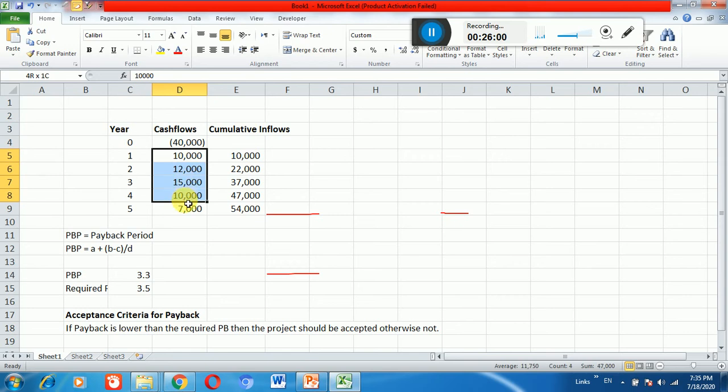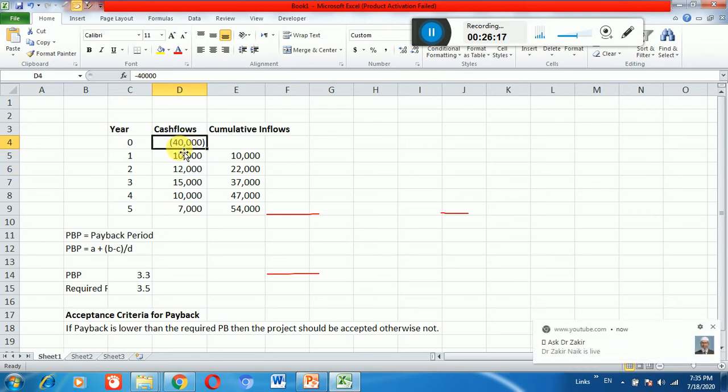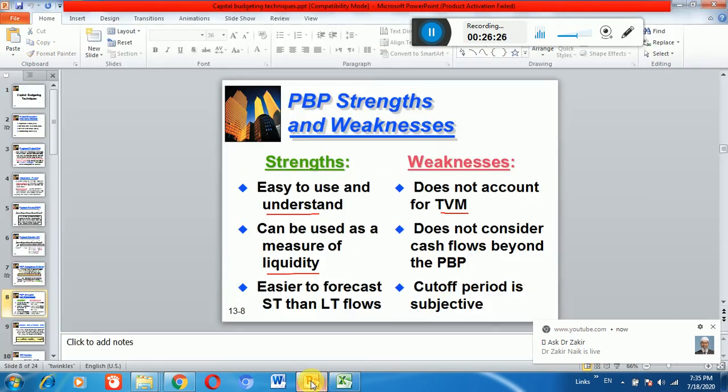Maybe you are interested in a required period of 3.5, and the project is giving you less than 3.5, like 3.3. But according to the time value of money, maybe this project is expensive, or the $40,000 you are paying is a higher price, considering the time value of money. But look, that factor of the time value of money is not taken into consideration in the payback period method. So this is one weakness of the payback period.